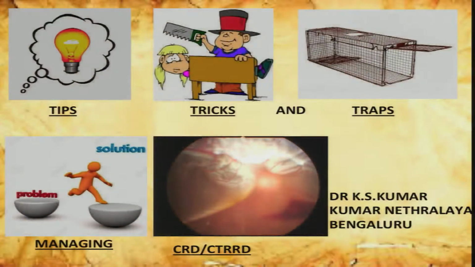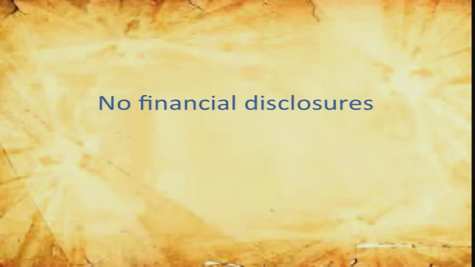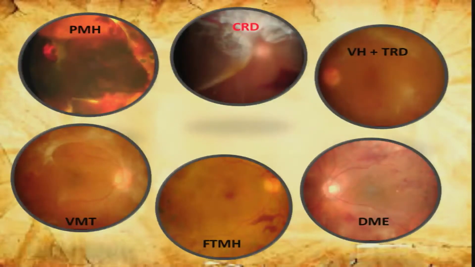Combined retinal detachment also goes by the acronym CTRRD, which means combined tractional rhegmatogenous retinal detachments. Among all the various causes in diabetic retinopathy which warrant surgery, probably the technically most difficult one would top the list, and that would be a combined retinal detachment. Let us go straight to the clinical features.